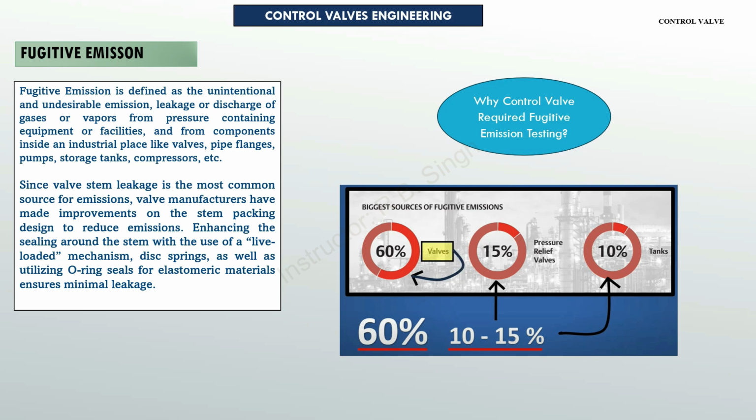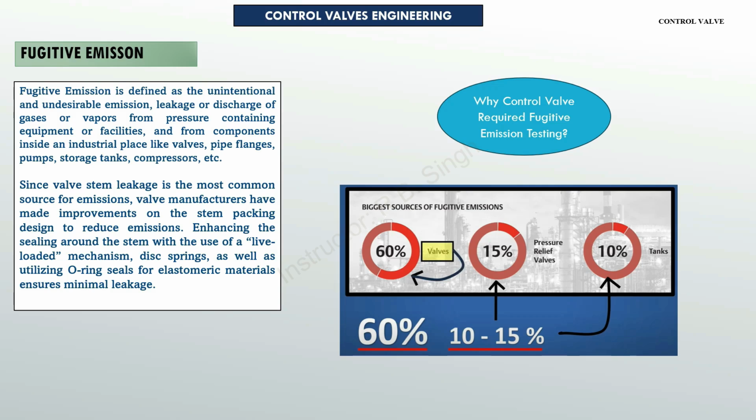Fugitive emission is a test that is applied for static and non-static components which allow leakage. In the process industries, a lot of things allow leakage, like pressure relief valves, tanks, control valves, and pipes. Everything can provide leakage. Some items provide very small leakage and some items provide more.